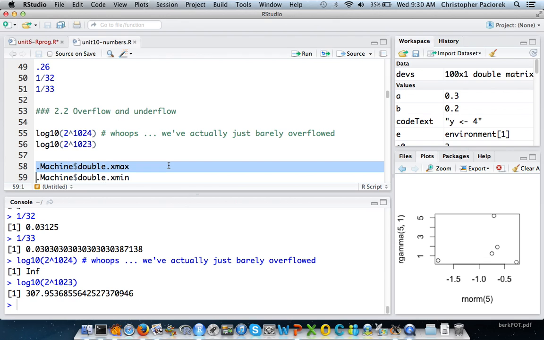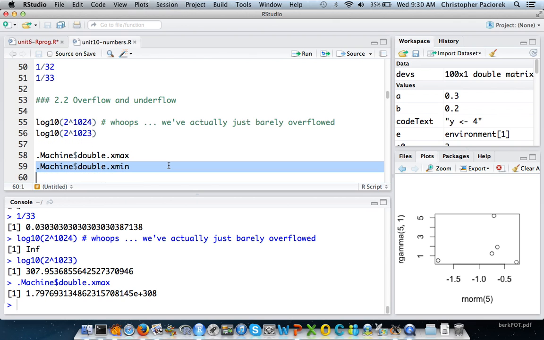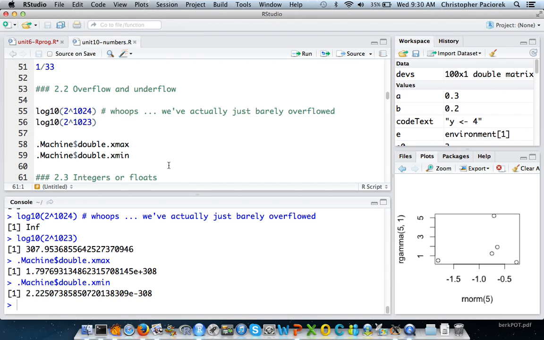Let's actually look and see what double.xmax is. In R's terminology, that's the largest number we can represent, right around 1 times 10 to the 308. And what's the smallest number? Right around 1 times 10 to the minus 308, in this case 2 times 10 to the minus 308. If we try to add together or multiply together numbers and get something bigger than that, R is going to give us back, presumably in this case, Inf. Potentially it might give us an NA in certain contexts.